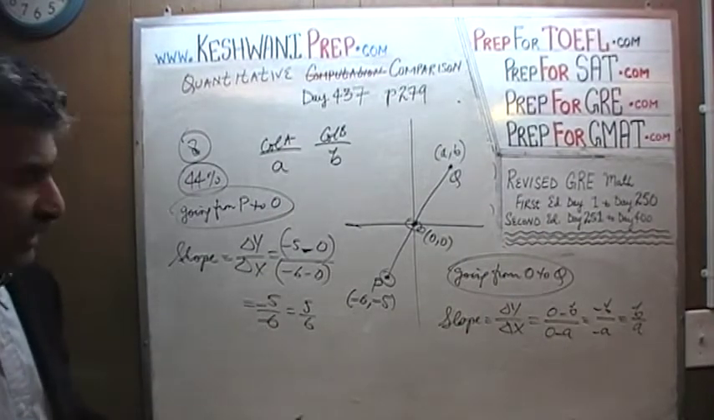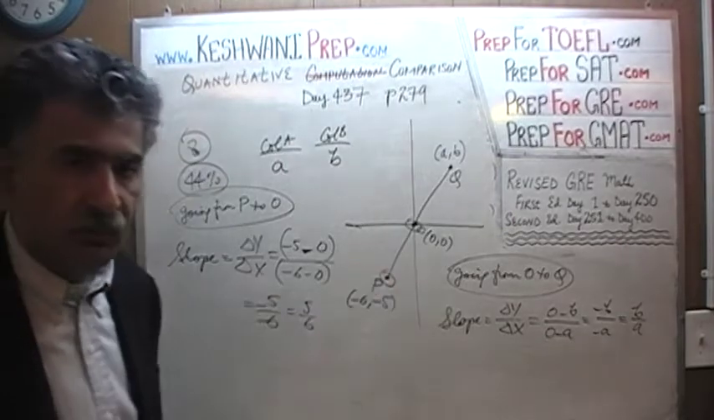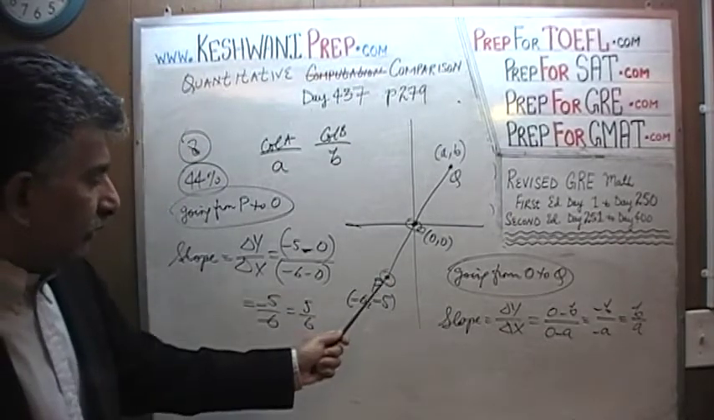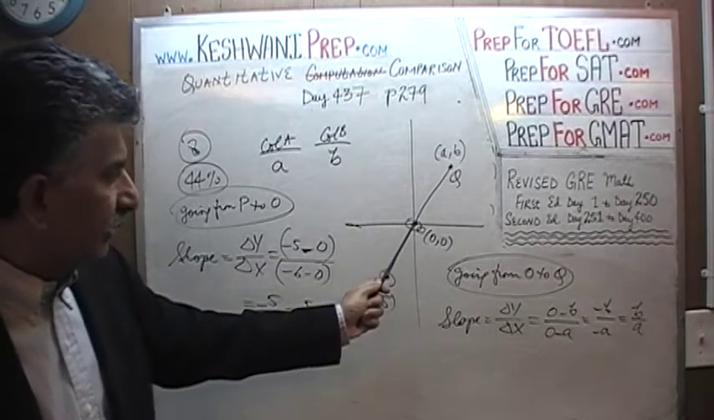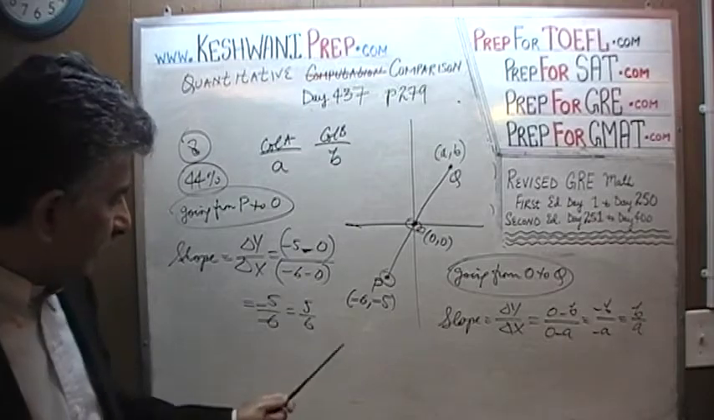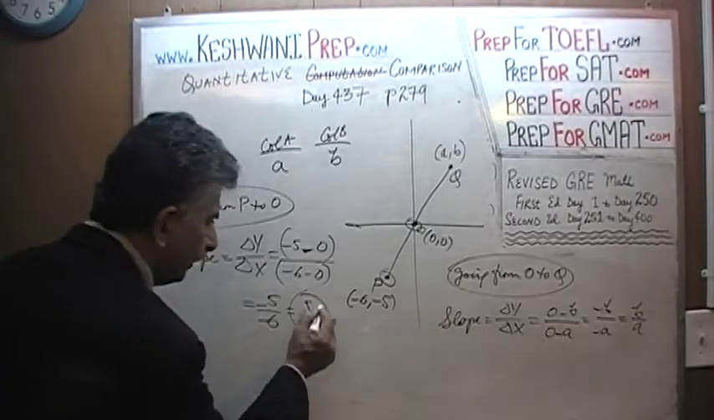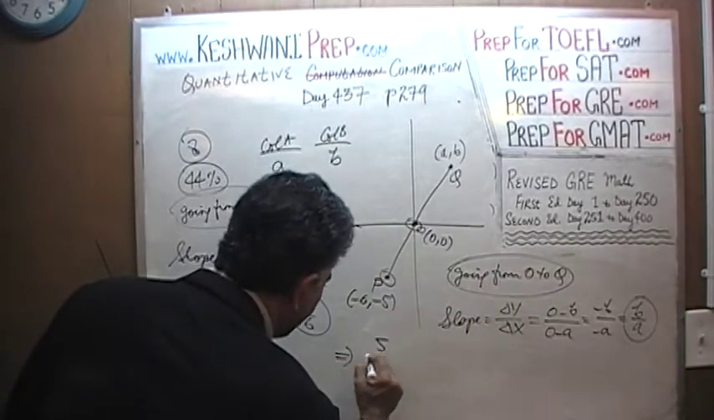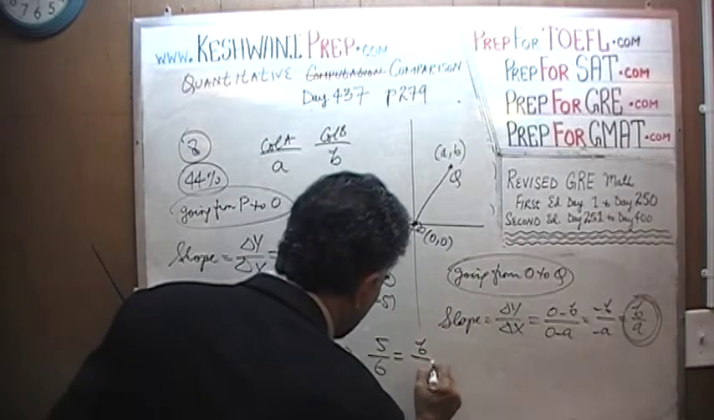But of course we realize that all of these three points lie on the same line. P, O and Q fall on the same line. So the slope that we found going from P to O would have to be the same slope as the one that goes from O to Q. These two quantities have to be equal. So what we just found is that this quantity here has to equal this quantity. That tells us that 5 over 6 has to equal B over A.